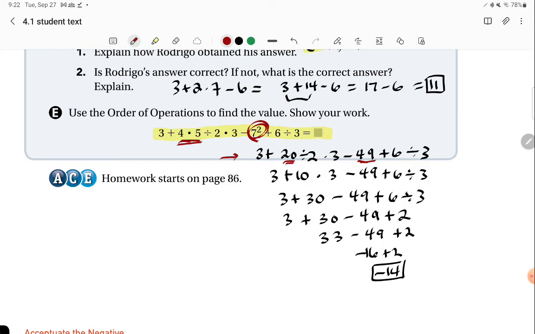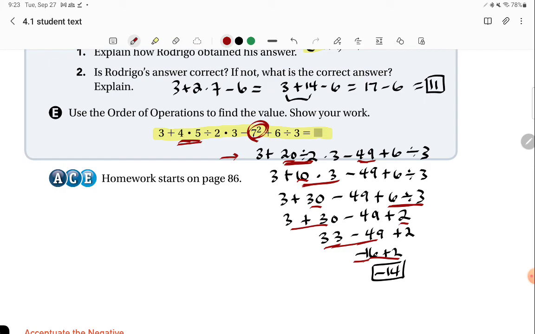And then you start multiplying, dividing left to right. So 20 divided by 2, that's where that 10 comes from. 10 times 3, that's where that 30 comes from. And then 6 divided by 3, that's where that 2 comes from. 3 plus 30, that's where that 33 comes from. 33 minus 49, negative 16. Negative 16 plus 2 is negative 14.